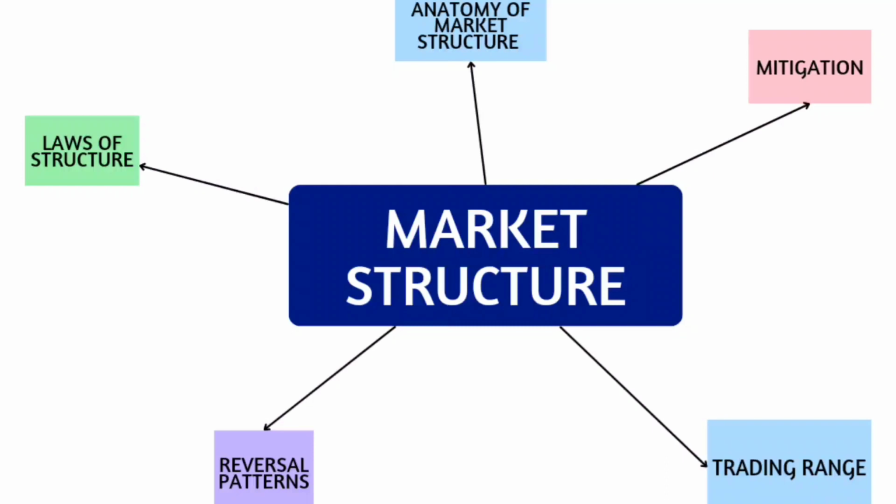Just a brief intro to what the anatomy of the market structure looks like. The rest of the other four prongs, the mitigation, the trading range, the reversal patterns, and the laws of structure, can be said to be the physiology of the market structure. So basically, we will look at it in terms of anatomy and in terms of physiology. But today, we are looking at the anatomy.